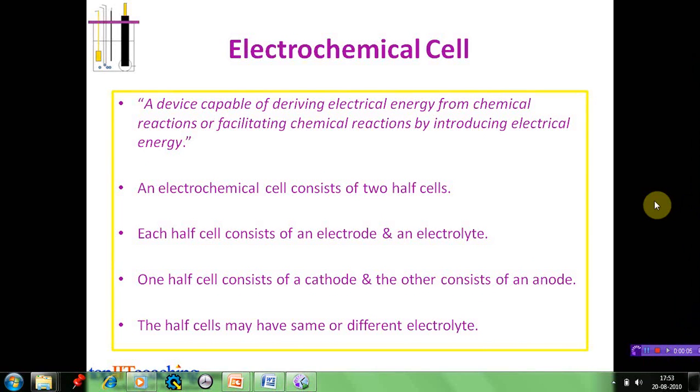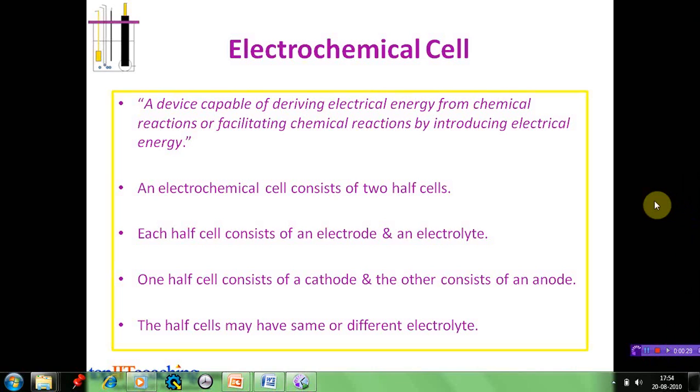Our next topic is electrochemical cell. We can define electrochemical cell as a device which is capable of drawing electrical energy from a chemical change or facilitating a chemical change by the introduction of electrical energy. An electrochemical cell consists of two half cells. Each half cell consists of an electrode and an electrolyte. One of the electrodes is the cathode and the other one is the anode.